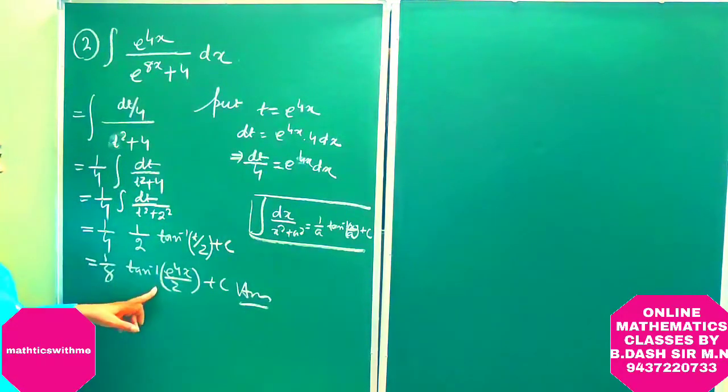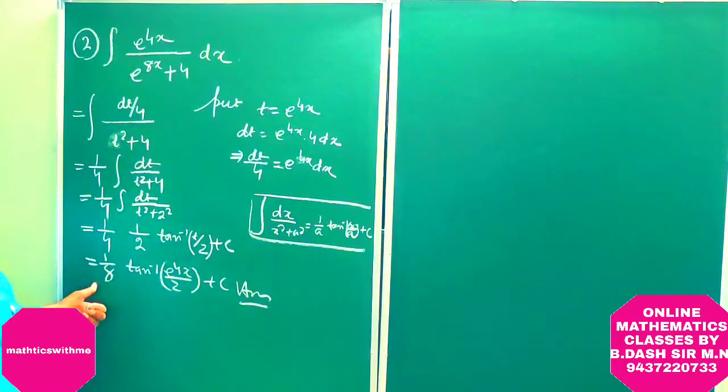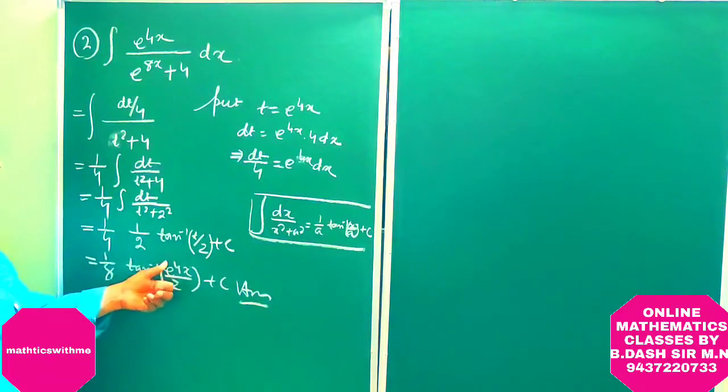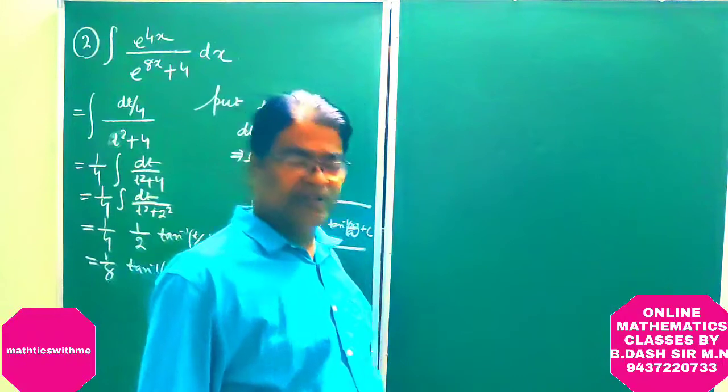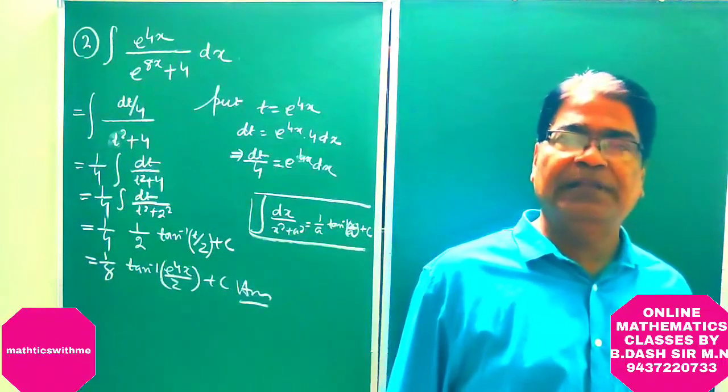So now putting the value of t is equal to e to the power 4x, we get the final answer: 1 by 8 tan inverse e to the power 4x by 2 plus c. So our second problem is solved. Let us proceed to solve the next problem.